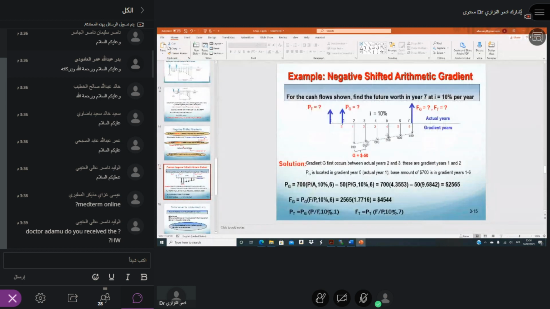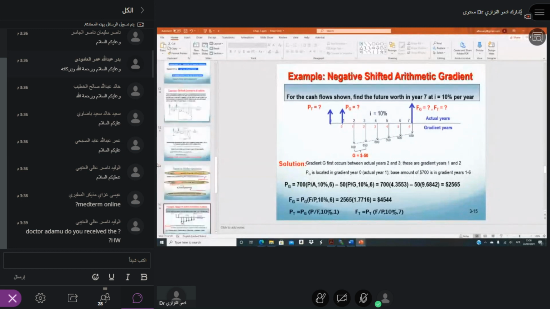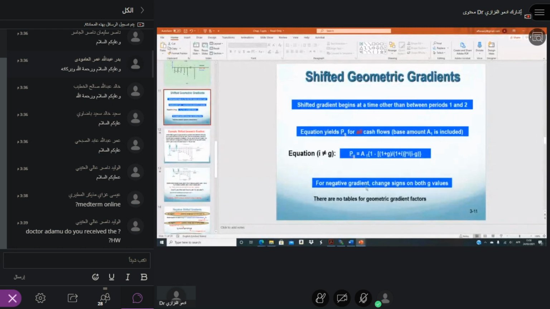You will see shortly in the slide. It will be like this. So that is when you have a negative gradient. Instead of it going this way, it will be going this way. So that is what they are saying. They said for negative gradients, the signs will be positive on both of the G values.